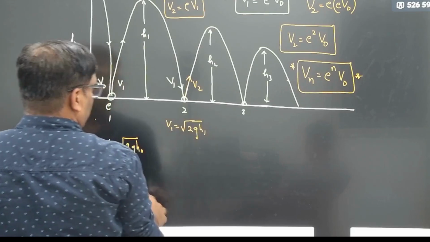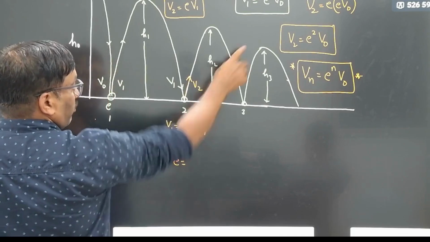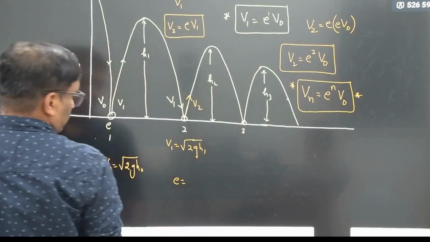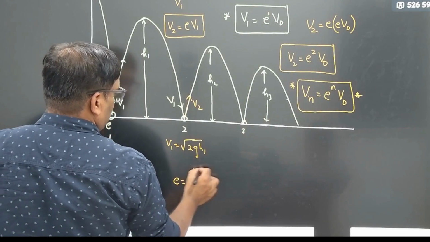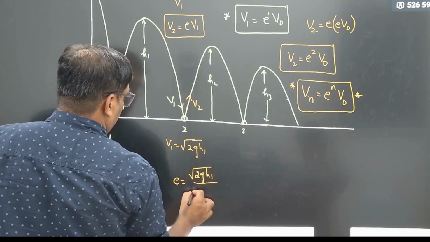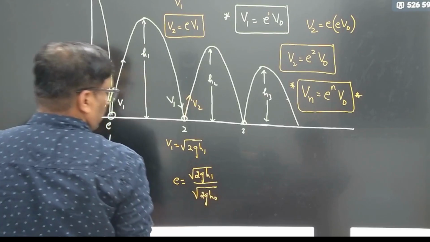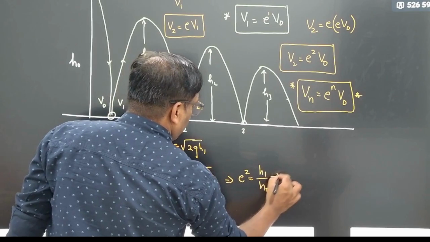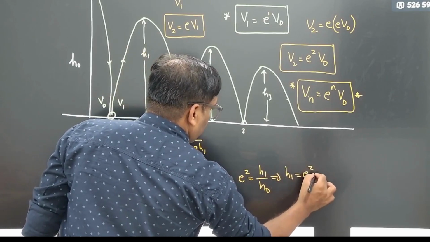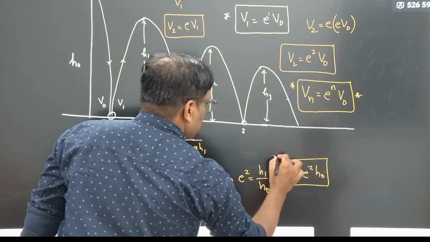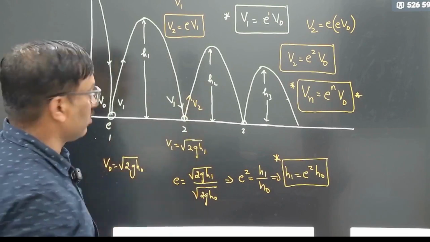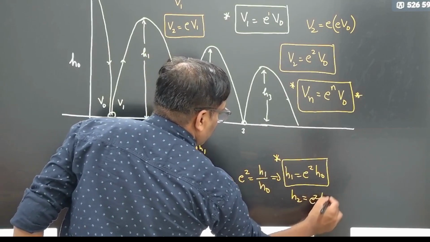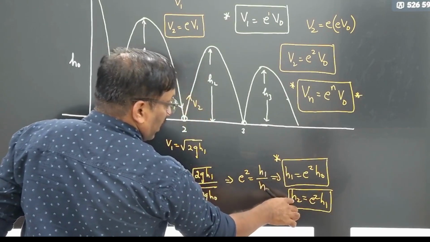Can I write it now? So again e is equal to v1, and v1 is nothing but square root of 2g h1 by square root of 2g h naught. So you can square it. That implies e square is equal to h1 by h naught, that implies h1 is equal to e square into h naught. Similarly, we can write for the second bounce, h2 is equal to e square into h1. Clear?